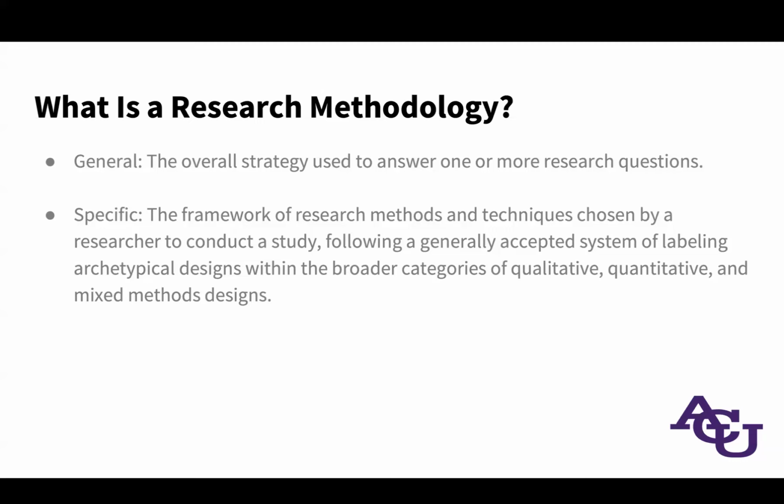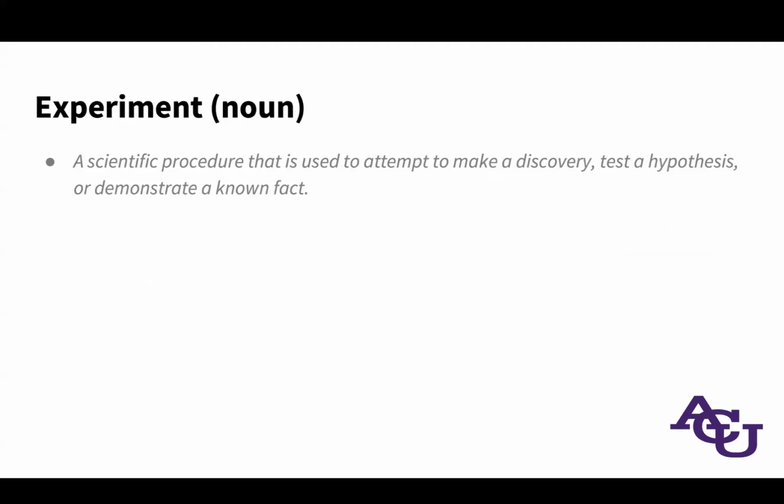Basically, qualitative deals with things that do not easily reduce to numbers. Quantitative, to things that can be numbered or coded easily, and mixed methods as things that combine quantitative and qualitative research. So within this, an experiment is a scientific procedure, scientific in this case referring to the empirical measurements that we are trying to do, that we are aspiring to attempt to discover something, to test a hypothesis, or demonstrate a known fact. And that could be replicating something that someone else has done under different conditions.